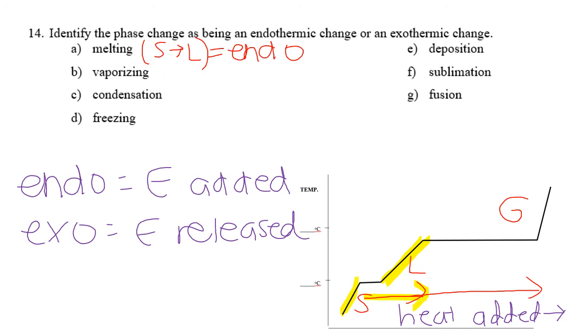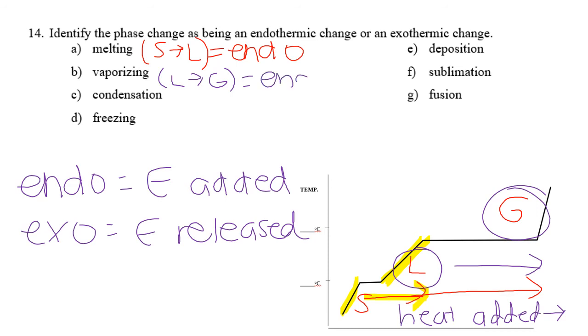Okay, next one, vaporizing. That is the same thing as boiling. So going from a liquid to a gas. Liquid here, gas here. That's going right on the heating curve. So that means heat is being added, so it's endothermic. Or if you think about it the other way, liquids, gases. Which one moves faster? Gases move faster. And so for those particles to move faster, they have to absorb energy or get energy added. That's why it's an endothermic change.